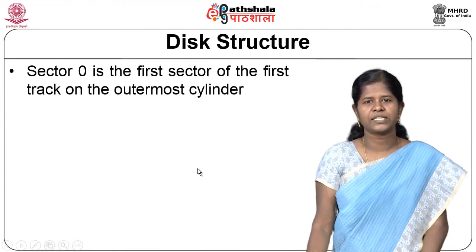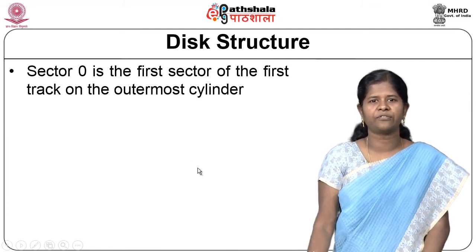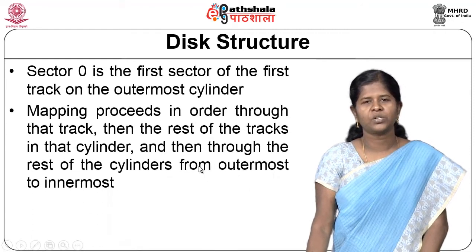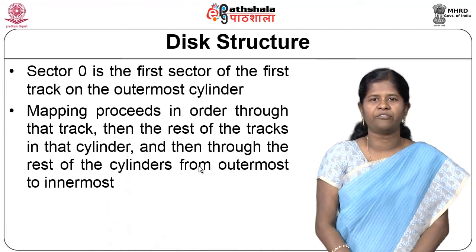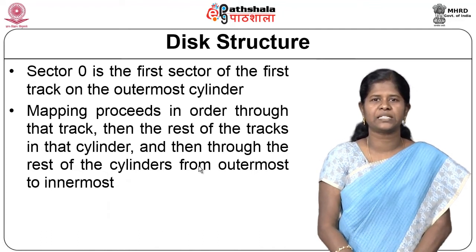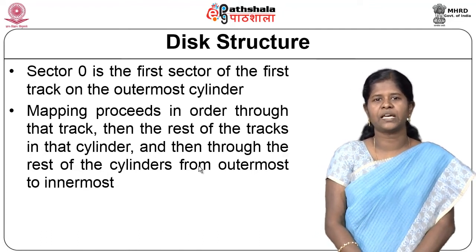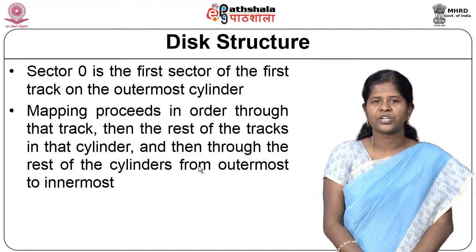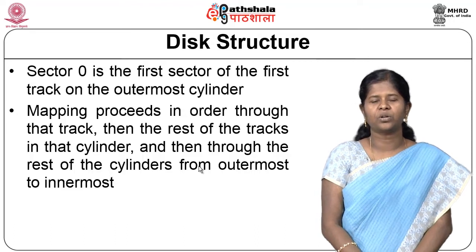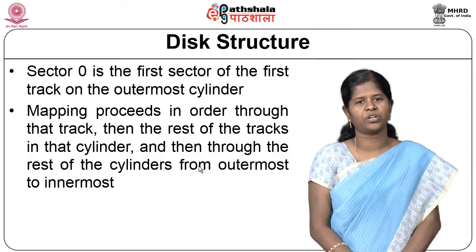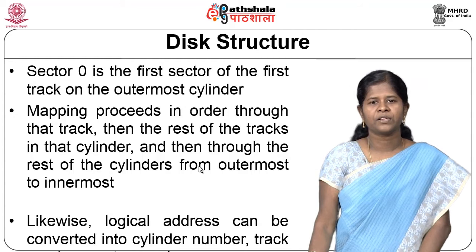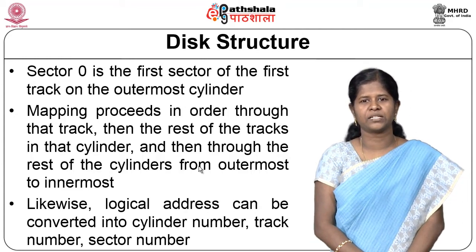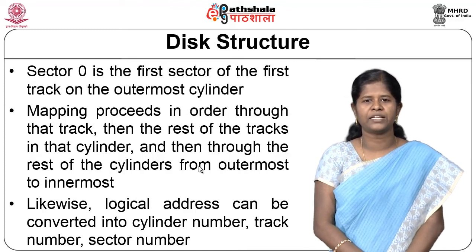Sector 0 is the first sector of the first track on the outermost cylinder. When a mapping is being done from a file to the disk, you first look at this first sector and then go through the rest of the tracks in that cylinder, and then go through the rest of the cylinders from the outermost to the innermost. Likewise, a logical address can be converted into a cylinder number, a track number and a sector number.